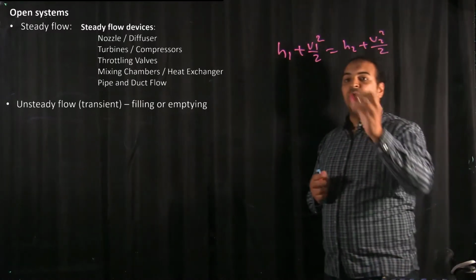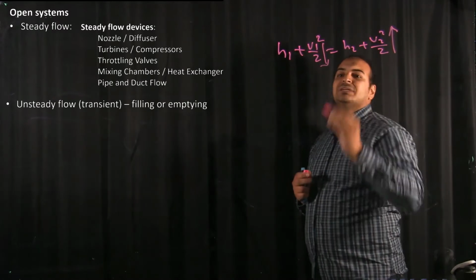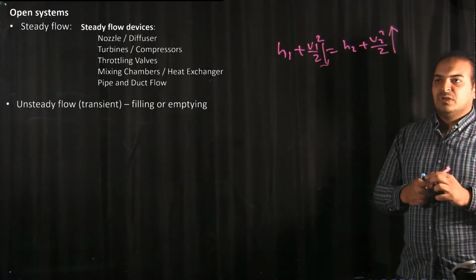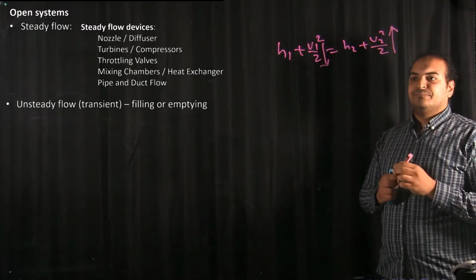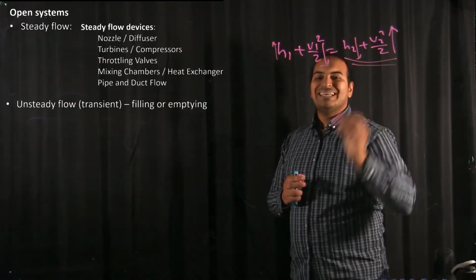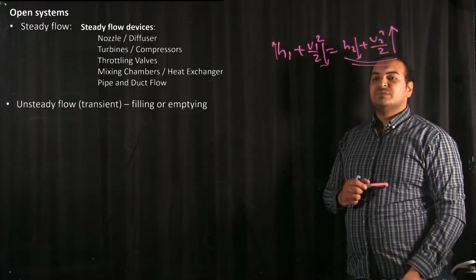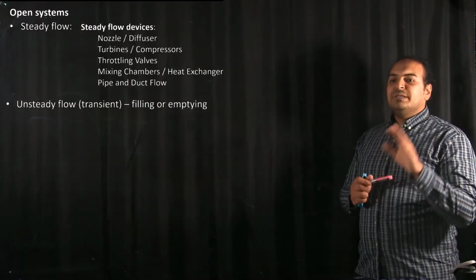So the velocity increases at the exit while the enthalpy decreases. So the total energy remains the same. This term was big, became small, but the total energy is the same through the nozzle or through the diffuser. The same for turbine and compressor.